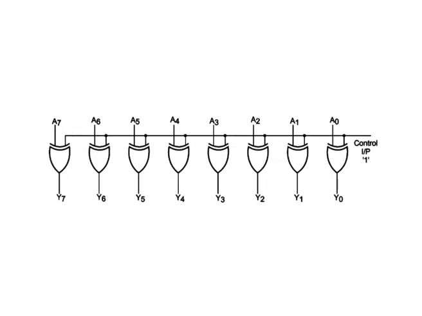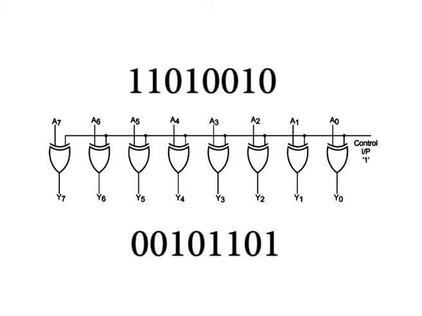The figure here shows an 8-bit controlled inverter of this type. When the control input is low, the output is the same as the input. When the control input is high, the output is 1's complement of the input. As an example, 11010010 at the input would produce 00101101 at the output when the control input is in a logic 1 state.